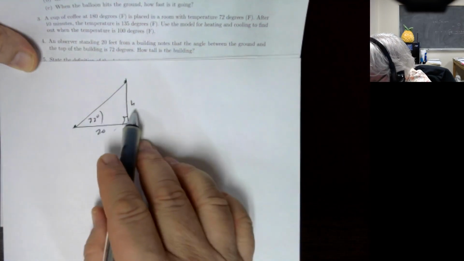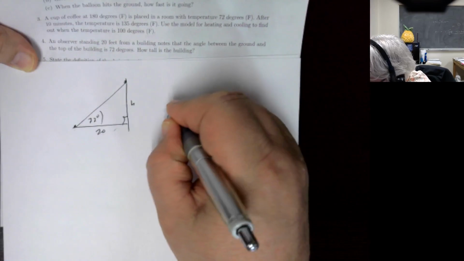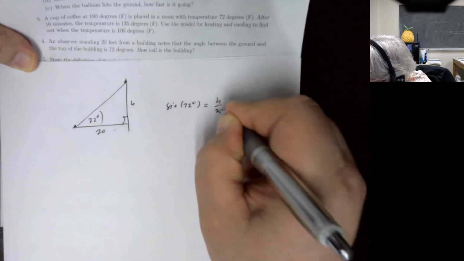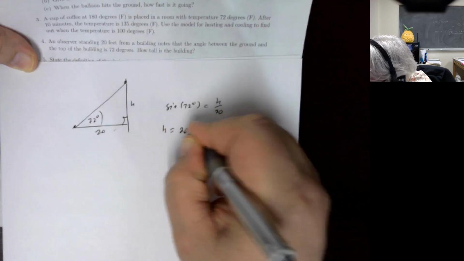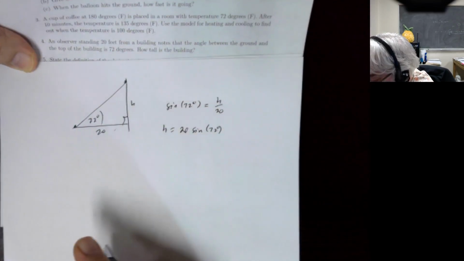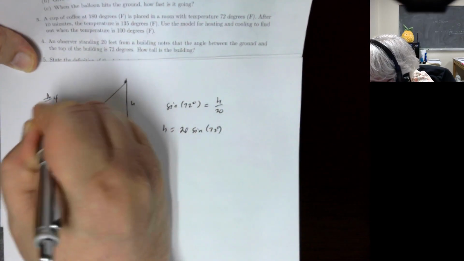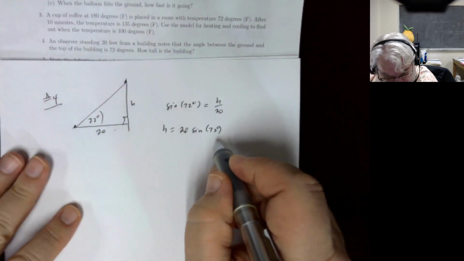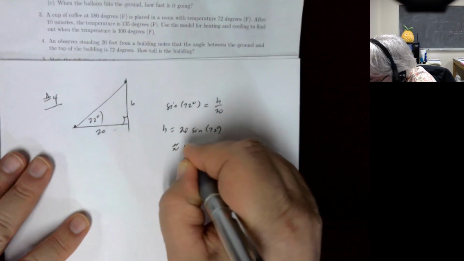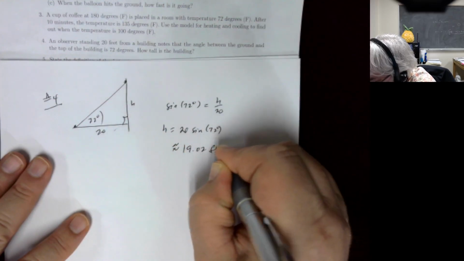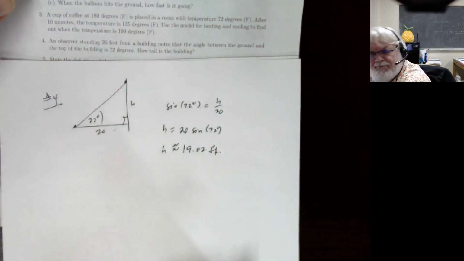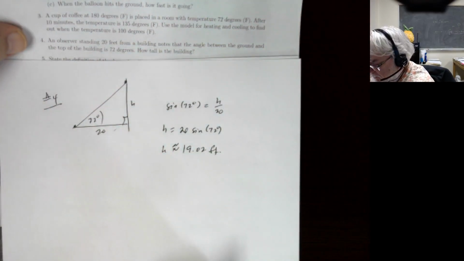Well, this one's pretty straightforward. The sine of 72 degrees is h over 20. So therefore h is going to be 20 times the sine of 72. Good. This is number 4. And so if you compute that, what do we get? 19.02 feet. Good. I'll leave that for you.